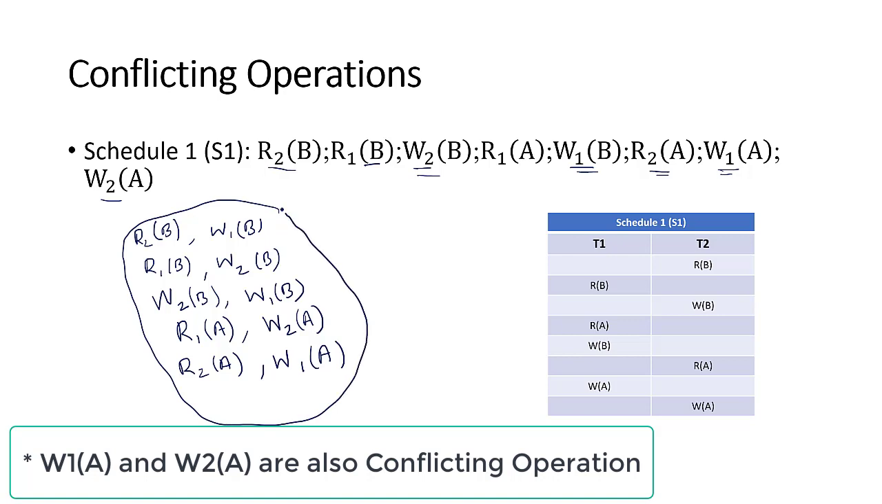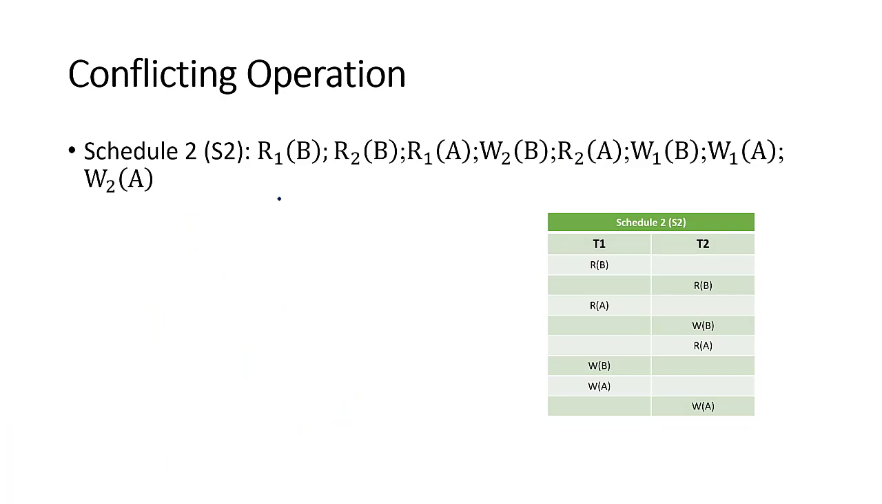Next, let us take another example. We are going to consider schedule 2. So the first operation is a read operation on data item B. Its conflicting operation can be a write on data item B by any other transaction. Let us find whether there is any such operation or not. So there is a conflicting operation. So R1B and W2B are the conflicting operations.